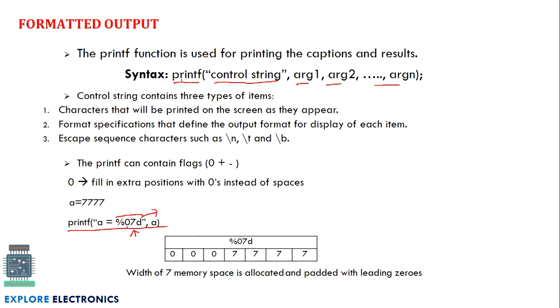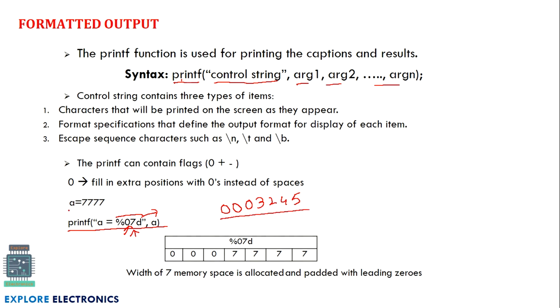And what does this 0 mean? If we write 0 and some number, that means even if the number which we are going to print is not of 7 digits, we need to print it in 7 places. Okay, but we still have 3 digits left over, so that leftover digits will be occupied by zeros. So this is how we will be displaying that particular output.